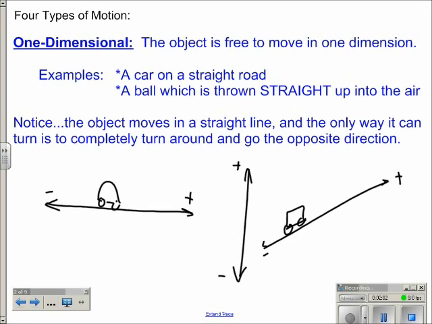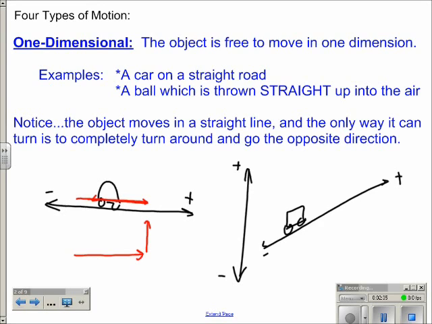So examples of one-dimensional motion would include, as I just mentioned, a car driving on a straight road or a ball that's thrown straight up into the air. Notice, if an object is moving on a straight line, the only way it can turn is to completely turn around and go the opposite way. This car here, if it's driving this way and it's limited to one-dimensional motion, the only way it can turn is to go back. As soon as the car is driving this way and then turns that way, it's no longer one-dimensional motion because now you've got 2 dimensions.